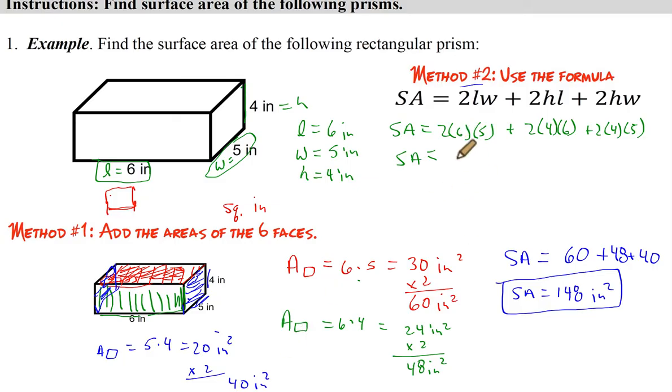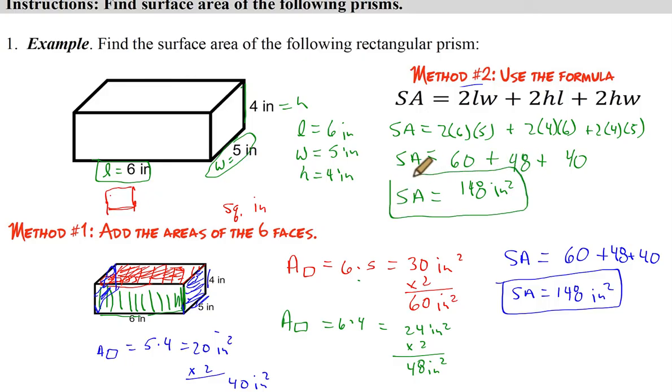2 times 6 times 5, well, that's going to be 60. Plus 2 times 4 times 6, that was this sum right here, 48. And then lastly, we get 40 from the other sum. And we just have to make sure we put our units down. So this is going to be a total of 148 square inches. That's using the formula. As I said, make sure you write down what each one of these dimensions are if you're going to use the formula.